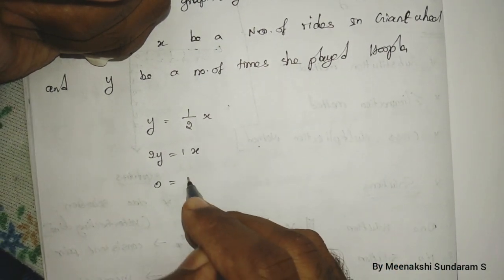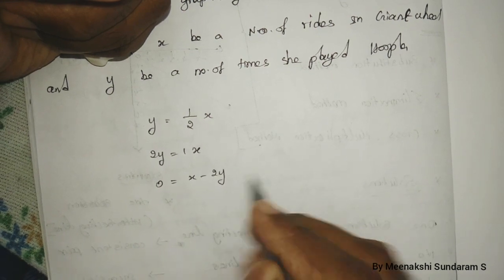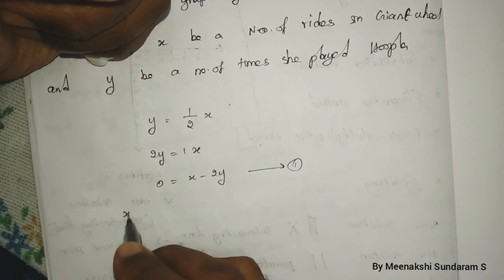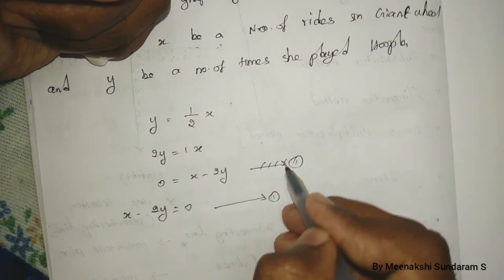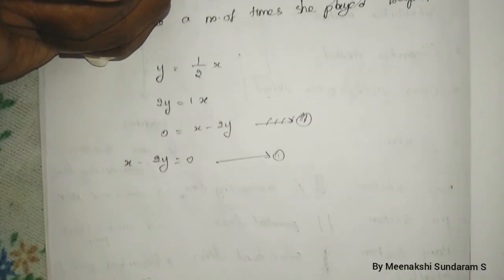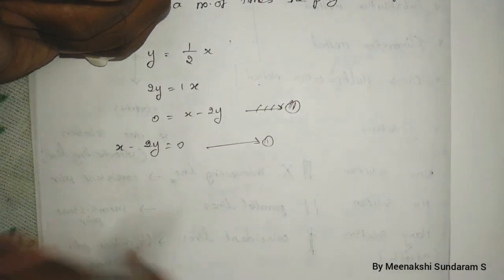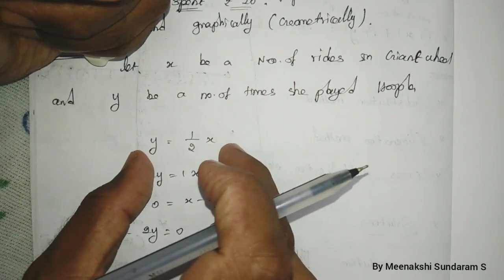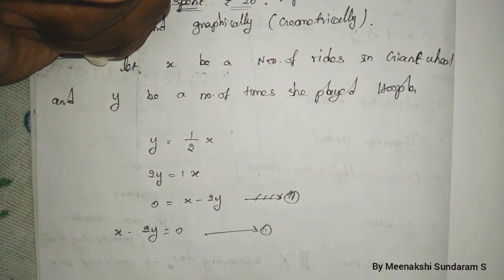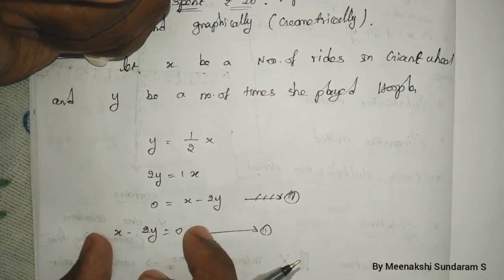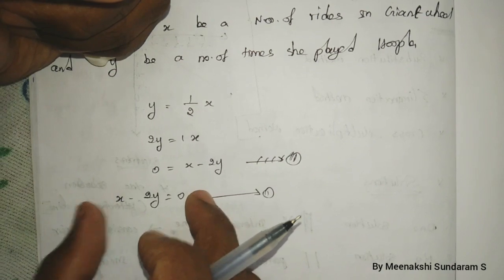So 0 equals x minus 2y. Equation number 1, we can write as x minus 2y equal to 0. This is equation number 1. Clear? Any doubt? Next, actually it is a rule: we just change it into the general form method, the general form of a linear equation in two variables.